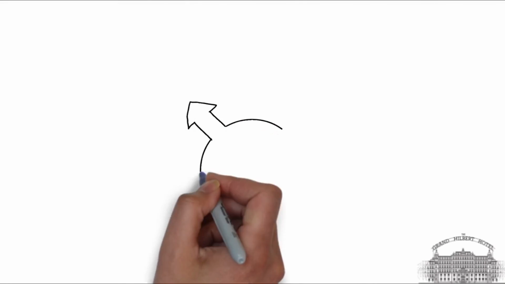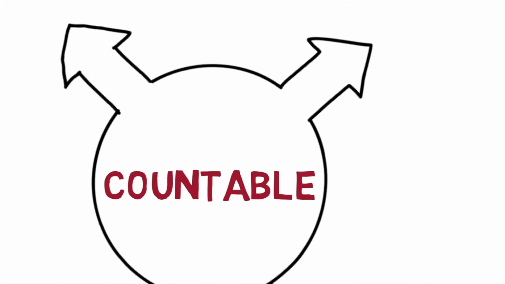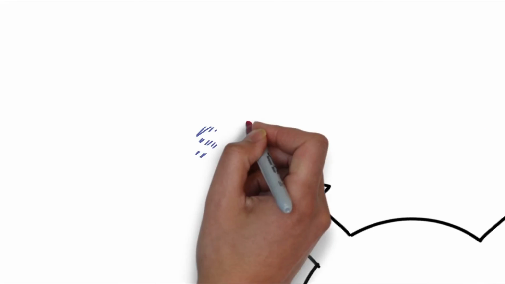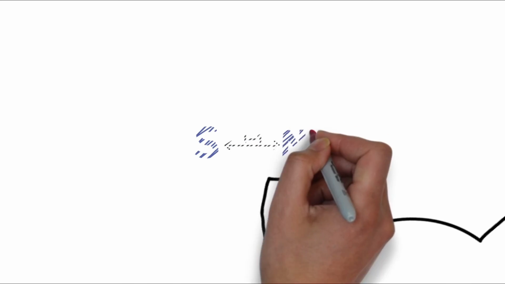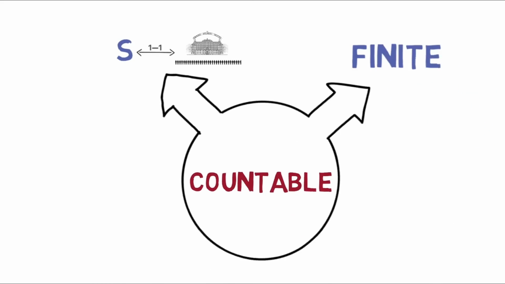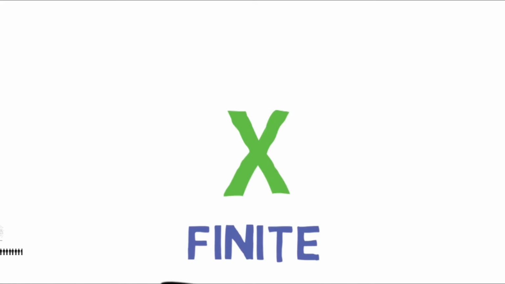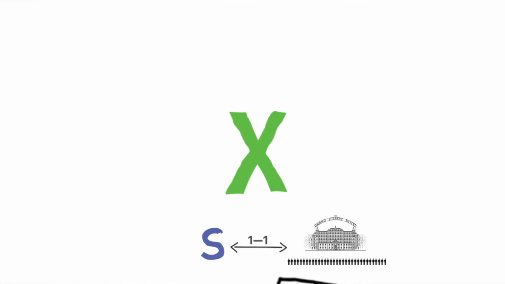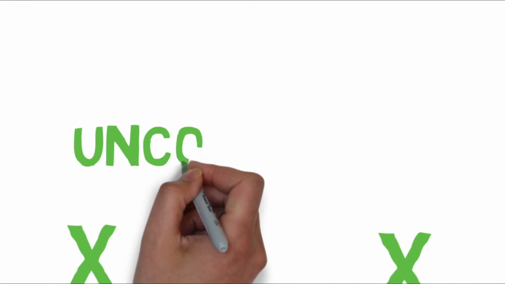In conclusion, for any set S to be countable, it has to be either finite or there is a 1-1 correspondence between this set and the natural number set, or Hilbert Hotel to make it easier. If both options are not satisfied, then this set is uncountable.